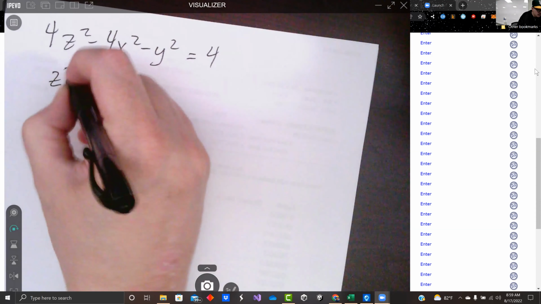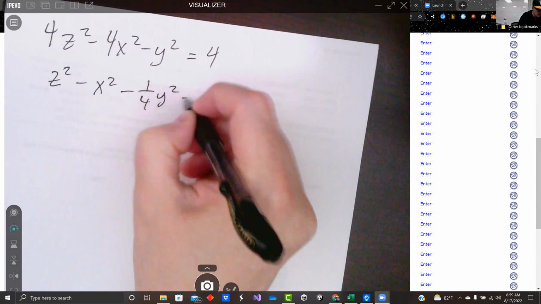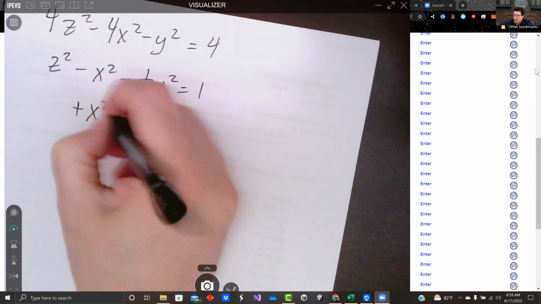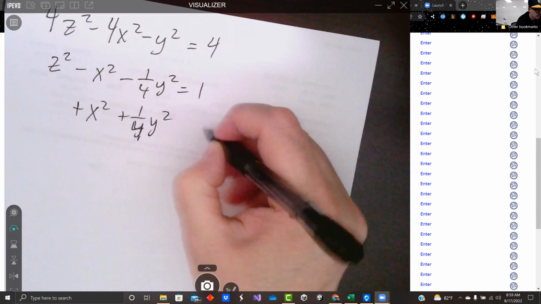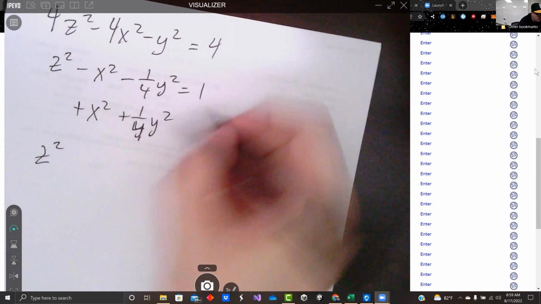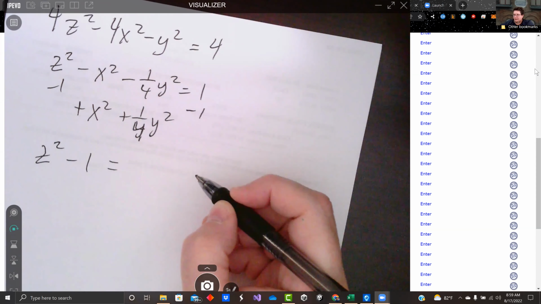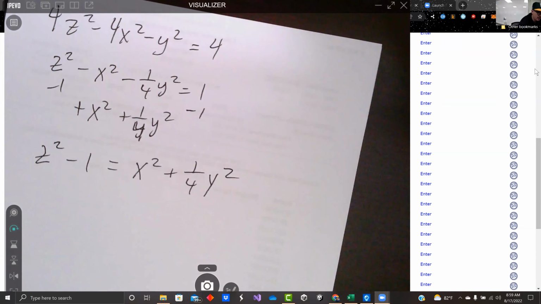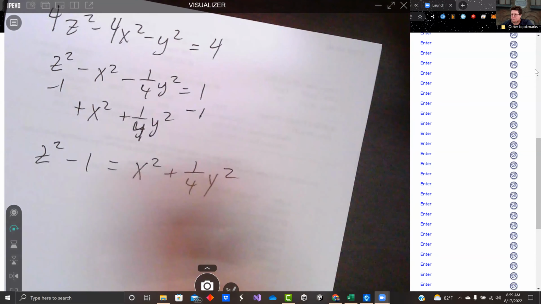If I divide by 4, I have this. Let's add x squared and add 1/4 y squared to both sides, and I get z squared. And let's subtract 1 from both sides at the same time. I'm going to get z squared minus 1 on the left equals x squared plus 1/4 y squared. Oh, okay. So that's the same thing as multiplying by -1, it just changes the sides, and I moved the different things.